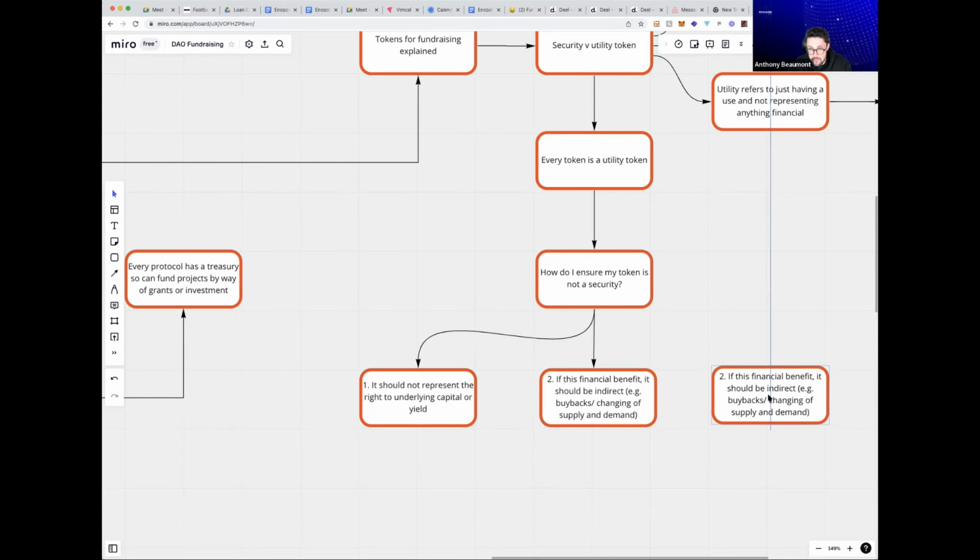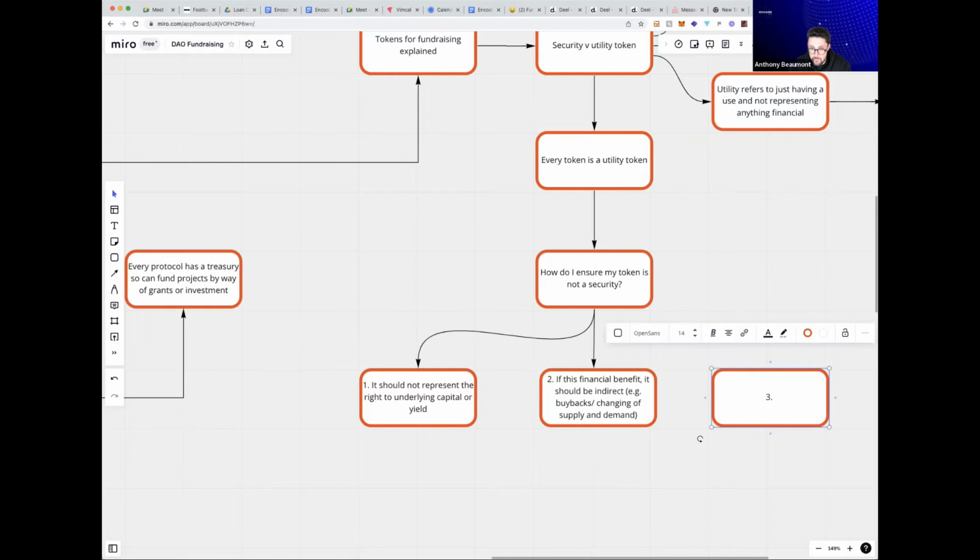And kind of three, it should have a usage intrinsic to the protocol or DAO. So if it's just membership, that doesn't have monetary value in and of itself.